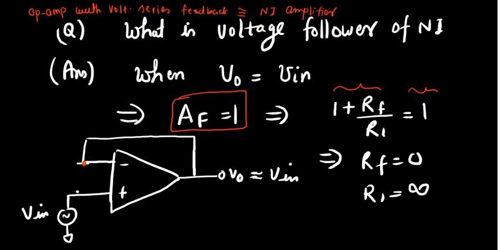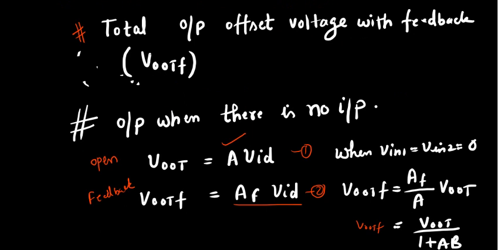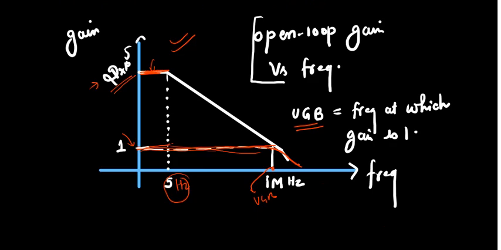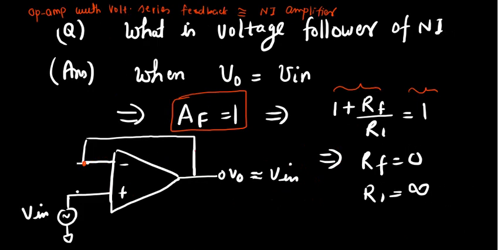But how is this clear? What is the need of a voltage follower? We'll see it later. It could be for current gain or something else. For example, this is the input and you want to put something which has very high resistance so that there is no loading.